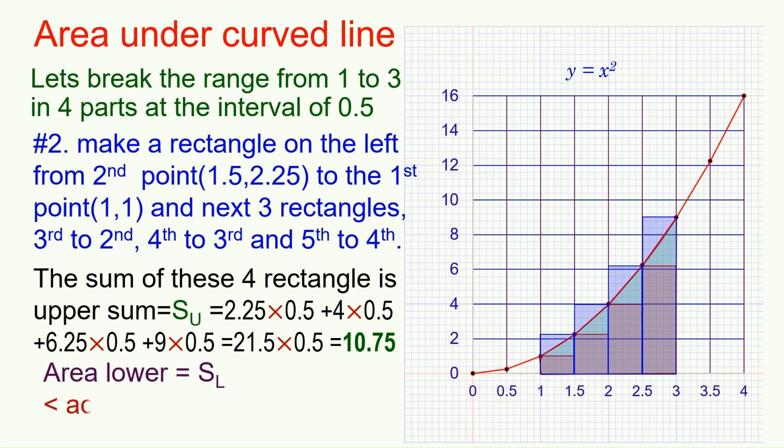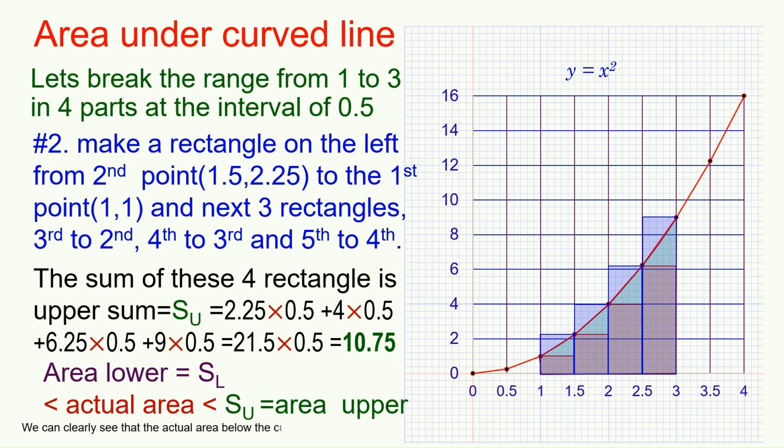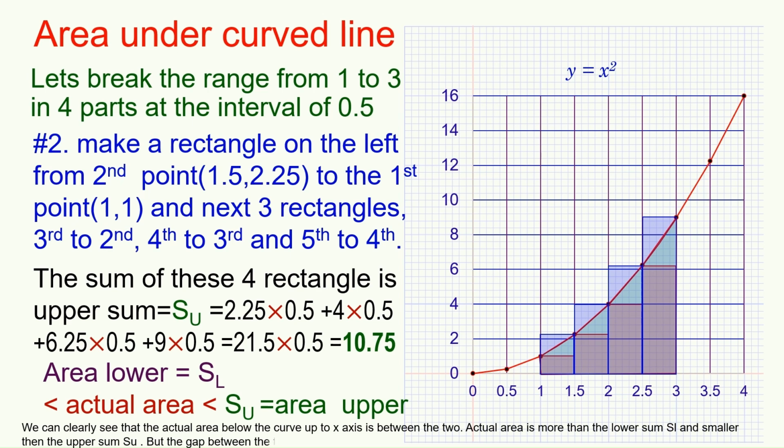Note here: the sum of the lower rectangles is less than the actual area, and the sum of the upper rectangles is more than the actual area. We can clearly see that the actual area below the curve is between the 2 sums. The actual area is more than the lower sum SL and smaller than the upper sum SU. But the gap between the 2 calculations is high. We may try to break the interval into many more parts.